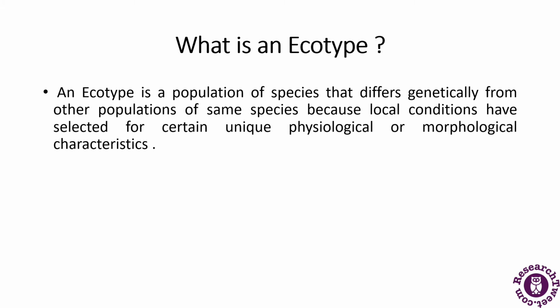So what is an ecotype? An ecotype is a population of a species that differs genetically from other populations of the same species. Why? Because the local conditions have selected for certain unique physiological or morphological characteristics. In simple terms, an ecotype is a variant in which the phenotypic differences are too few or too subtle to warrant being classified as a subspecies.